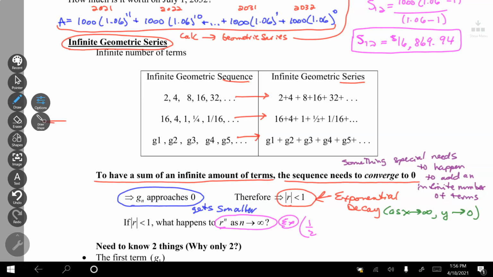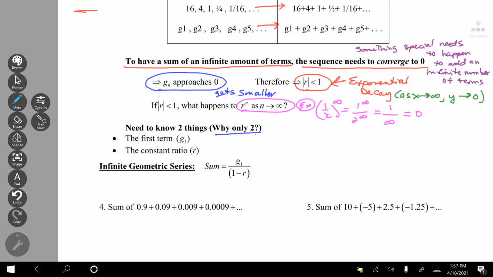Let's do 1/2 raised to infinity. Well, that's an exponential decay function that goes to infinity. If I distribute my exponents, I get 1 to the infinity over 2 to the infinity. Well, 1 to any power is just 1, and 2 to the infinity is infinity. And I think I've talked about how 1 over infinity is equal to 0. So an exponential decay gets closer and closer and closer to 0. So I only need to know 2 things. Why only 2 things? Well, I need to know the first term, and I need to know the ratio.